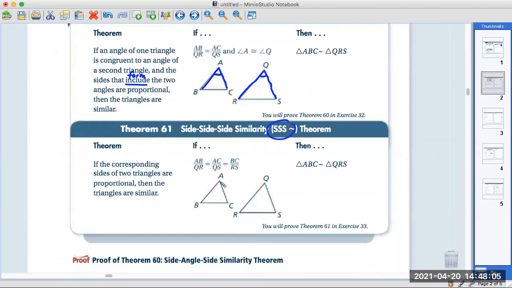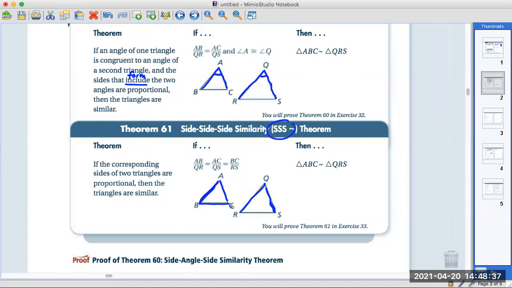We're going to just compare the ratio of each corresponding side. If the corresponding sides of two triangles are proportional, then the triangles are similar. So you start anywhere, call it AB over QR. That's my first ratio, is equal to AC over QS. They have to be in the same location. You can't just willy-nilly set up proportions.